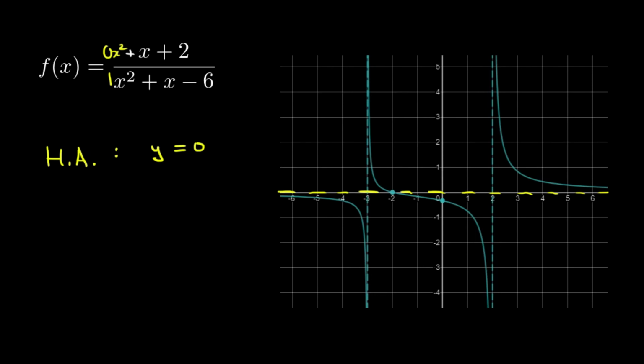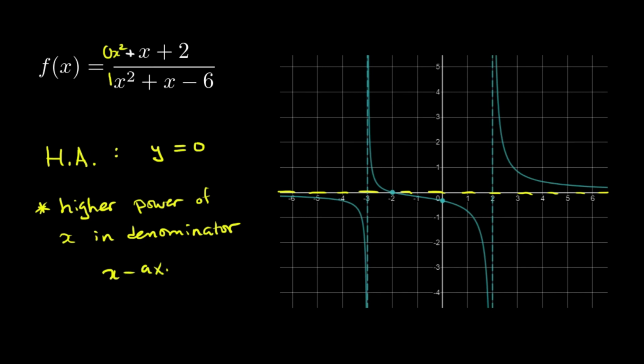Now another way of deciphering that is that if you have a higher degree in the bottom, or a higher power of x, then your horizontal asymptote is always the x-axis every single time. So that's good to know as well. And keep in mind, typically in this situation, your graph is going to be nearby, and that will help you see where your horizontal asymptote is.